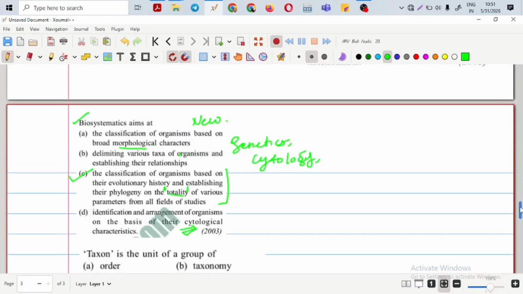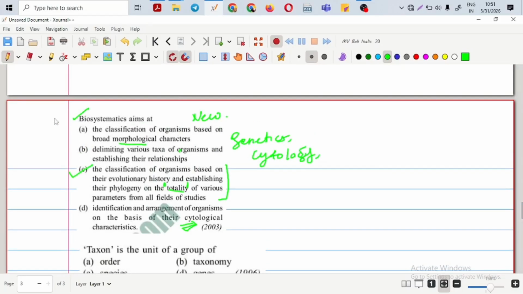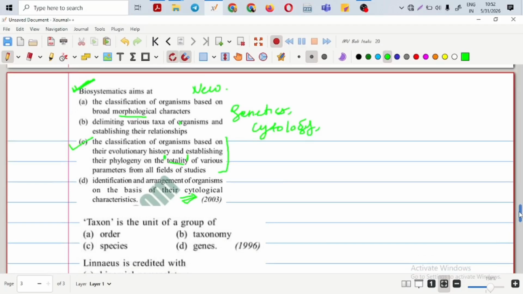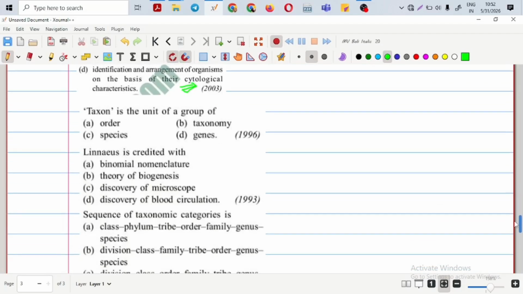I think we are clear about this question. This was a very good question. Keep an eye on this kind of questions. Okay. Taxon is the unit of a group of taxonomy. Be very clear, the taxon refers to all categories of taxonomic hierarchy. It can be kingdom, class, order, family, genus, or species. Okay, it is a group of taxonomy.